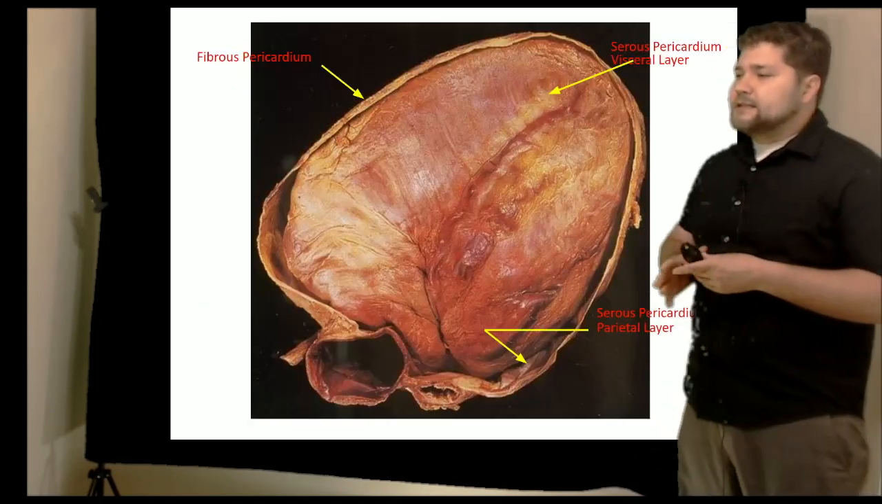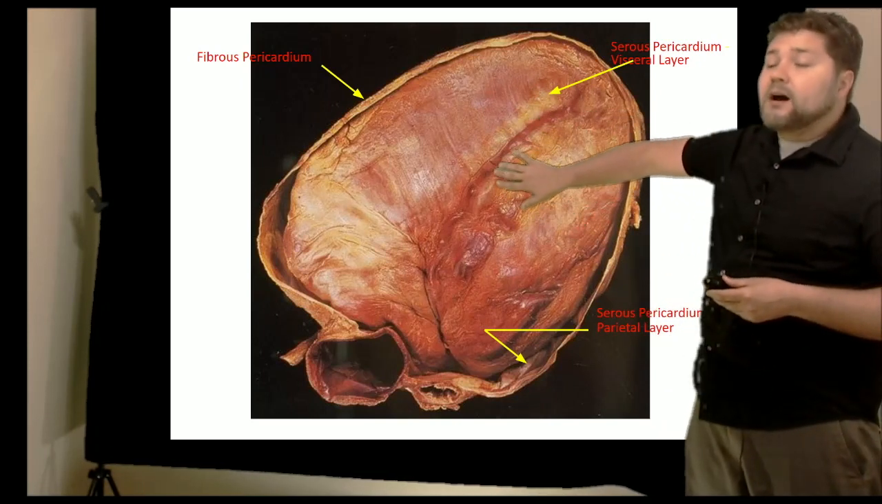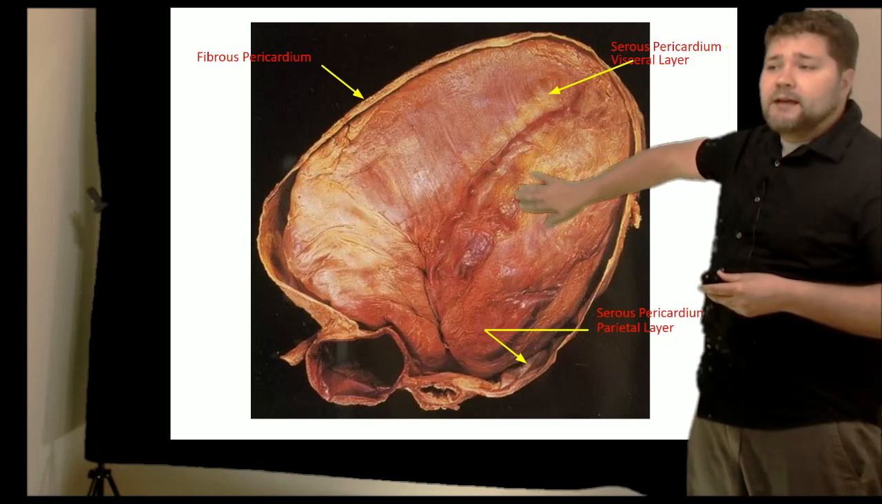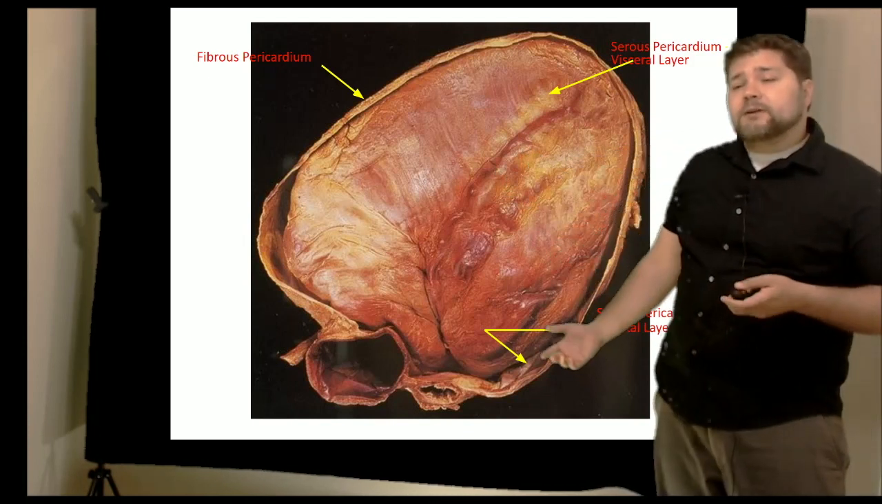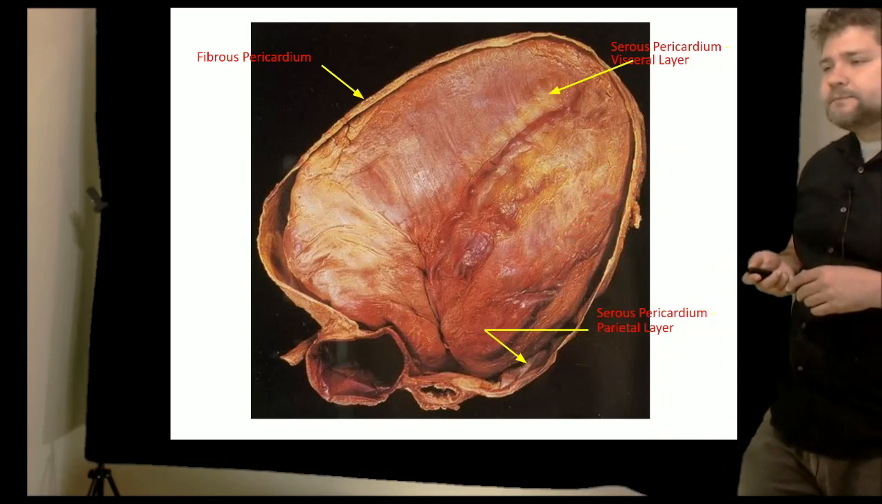So here you can see like a nice in situ image. You've got the nice fibrous pericardium on the outside. Everything on the actual heart is going to be serous pericardium, and then the lining on the inside of that fibrous pericardium is the parietal layer of the pericardium.